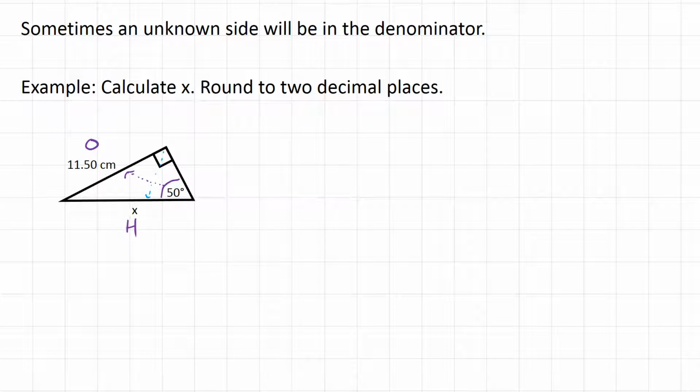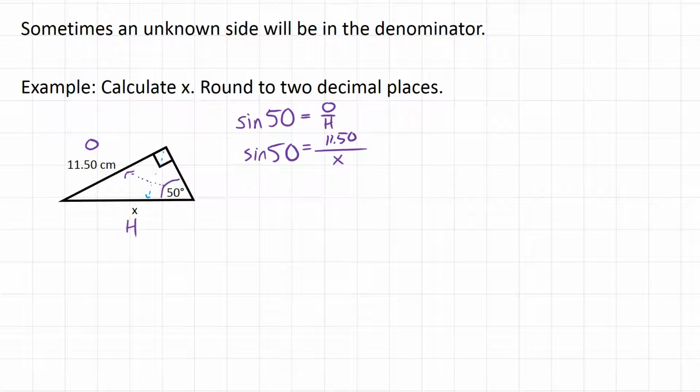So I know that I have the opposite side and I want to find the hypotenuse side. So from SOHCAHTOA, I'll see that that's sine. So sine of 50 is equal to opposite over hypotenuse. Now I'll fill in opposite and hypotenuse. So sine 50 is equal to, well, the opposite is 11.50, and the hypotenuse is x. So same start as we did previously, only now I have x in the denominator.